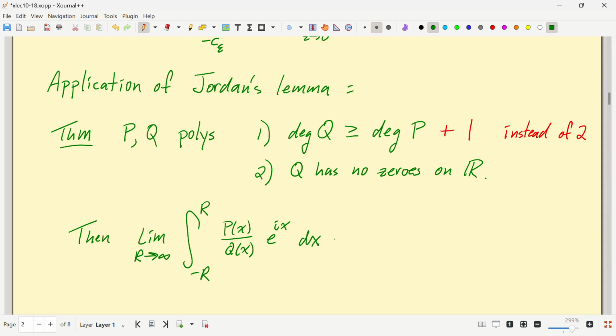It's 2 pi i times the sum of the residues over points that are zeros of q in the upper half plane. I'll call that Z plus of q, the residue at a, and the function would be f of z, p of z over q of z, times e to the iz.